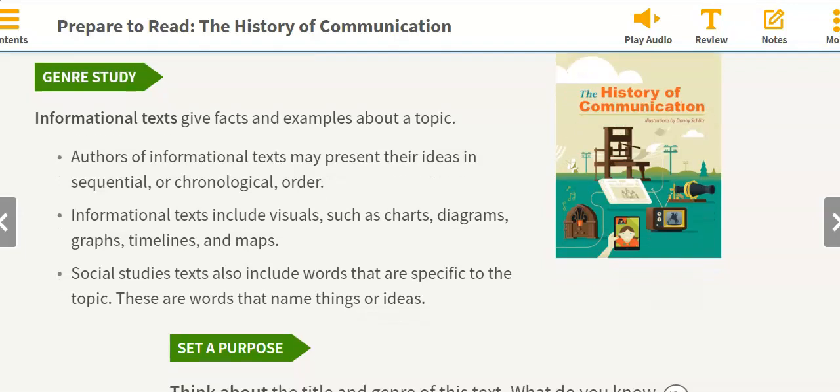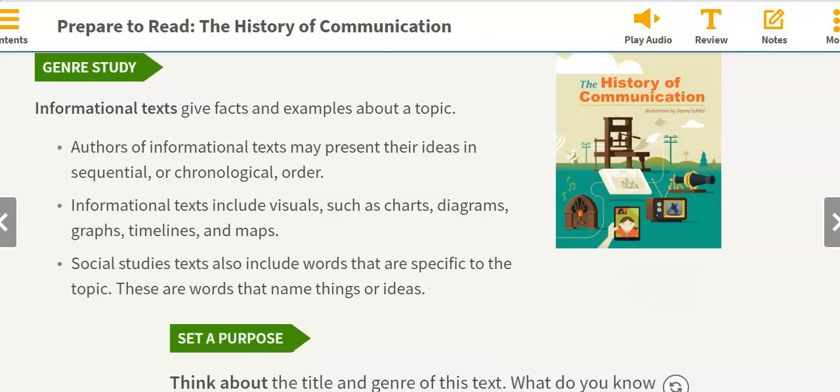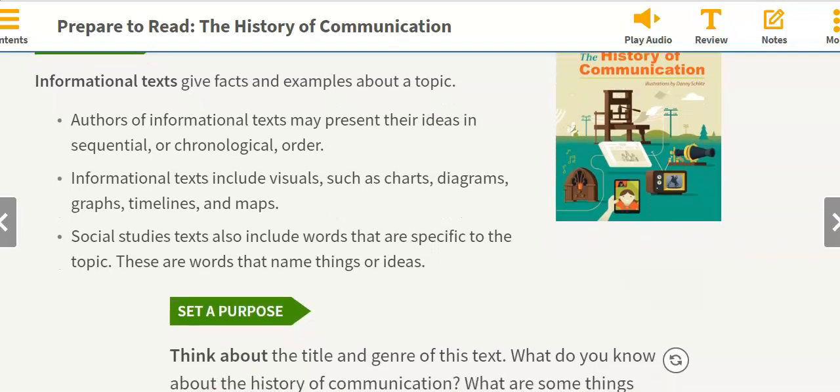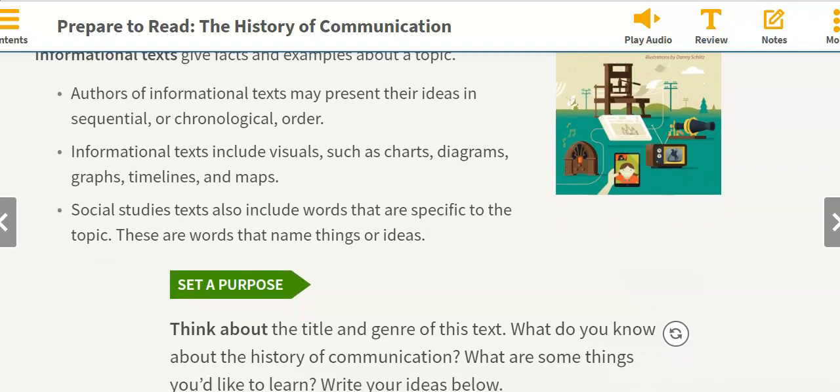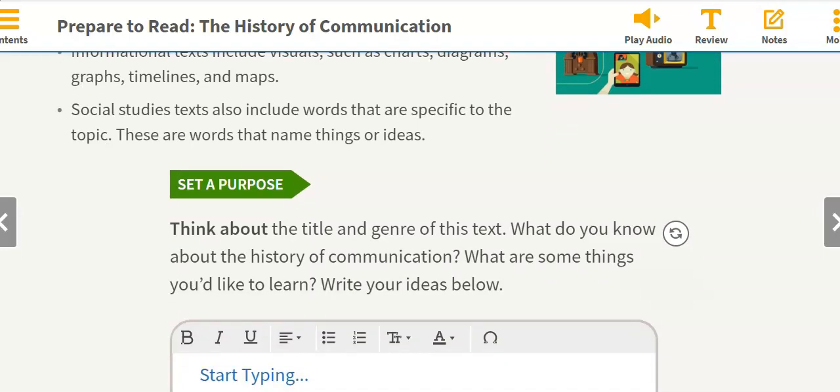Informational texts give facts and examples about a topic. Authors of informational texts may present their ideas in sequential or chronological order. Informational texts include visuals such as charts, diagrams, graphs, timelines, and maps. Social studies texts also include words that are specific to the topic. These are words that name things or ideas.